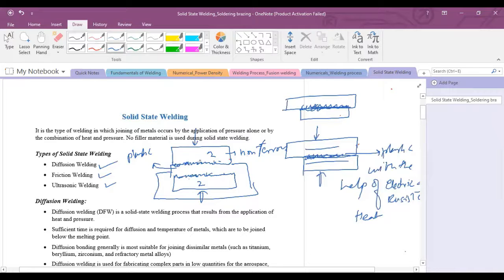If both parts are made up of ferrous materials, you will place both the parts in the chamber. Electrical current will be applied, and due to electrical current, electrical resistance will be created. Due to electrical resistance, heat will be generated, and heat is responsible for bringing the interface of both parts into the plastic state, and force will be applied, and atoms of this metal and atoms of this metal will fuse together or join together. This is called diffusion, the migration of atoms from high concentration to lower concentration, or from one part to another part.